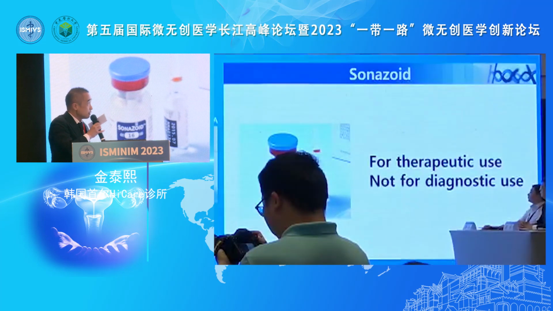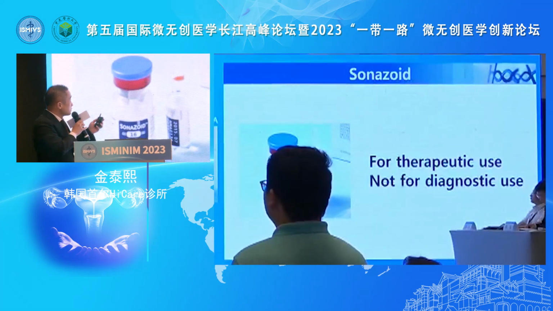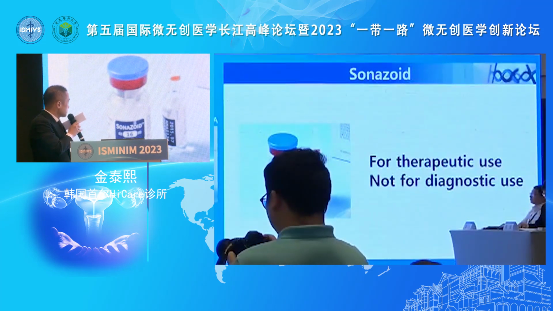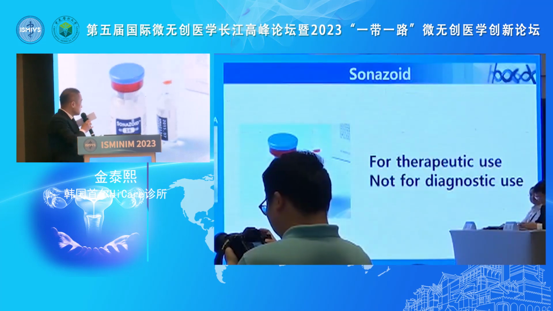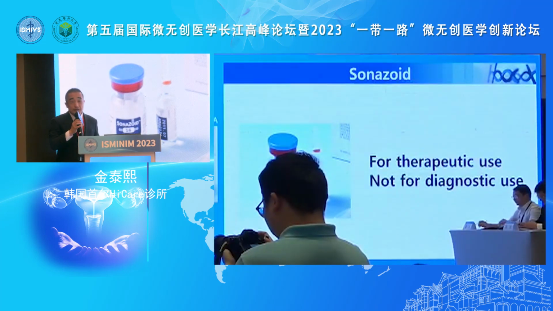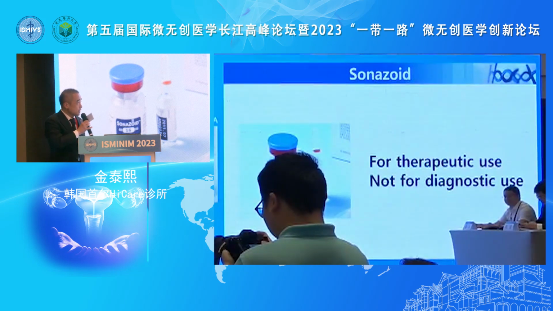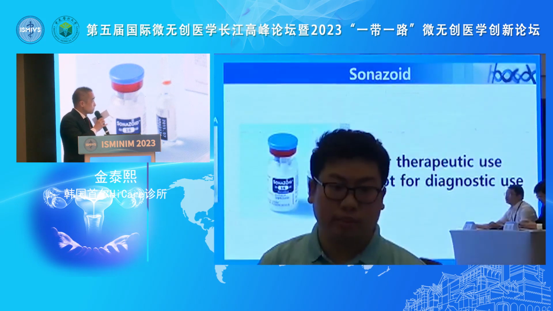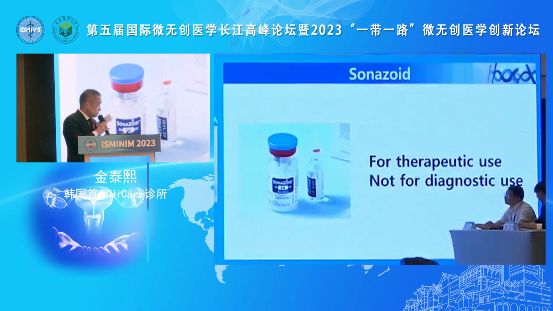First, I want to explain about Sonazoid. This Sonazoid is an ultrasound contrast enhancing agent. Usually, it is used for diagnostic purposes, but this time, I want to explain about its therapeutic purpose.